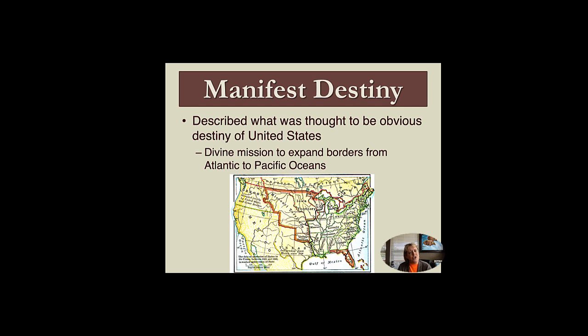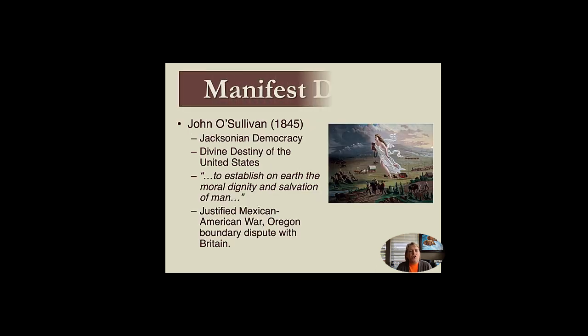Manifest destiny is this term that describes what we think was obviously the destiny for our country. This divine intervention to come in and allow our country to spread all the way from the Atlantic to the Pacific. But where did this term come from? How did it get its start? We typically credit John O'Sullivan with this term. Now, he was a newspaper editor, and he first used this term in print in 1845 in an editorial.